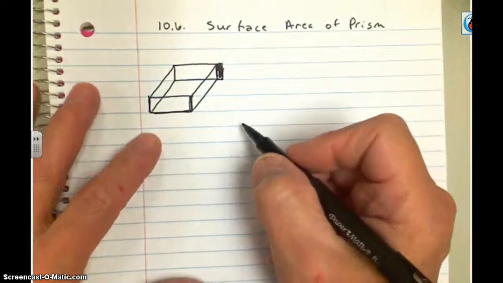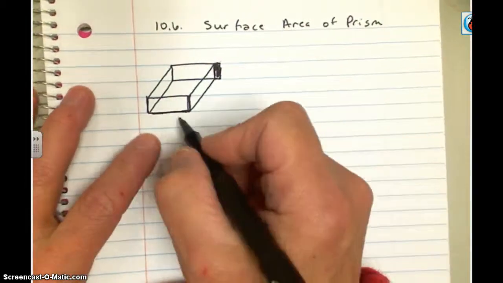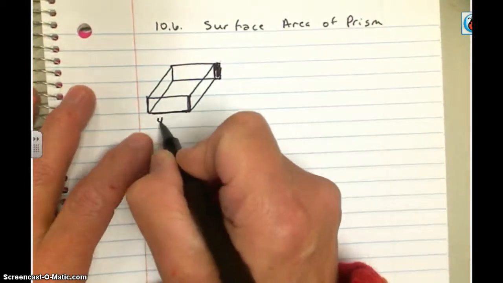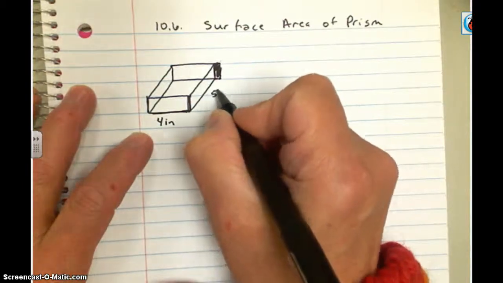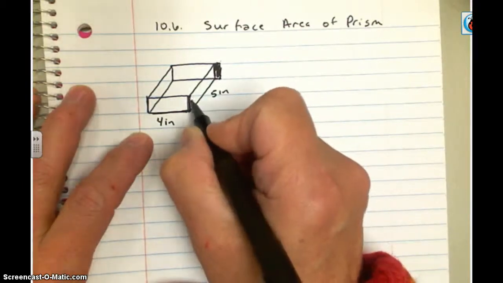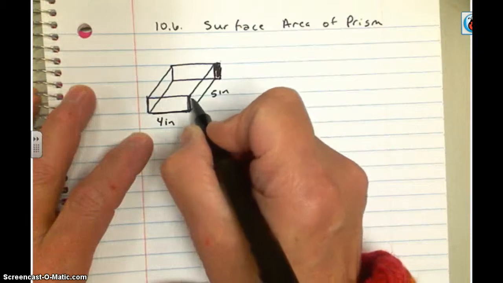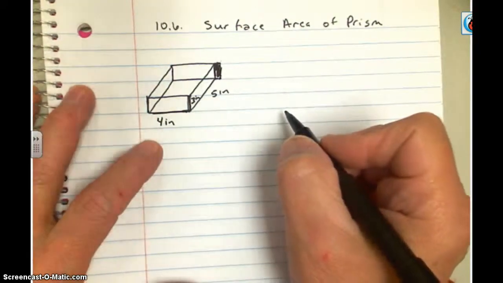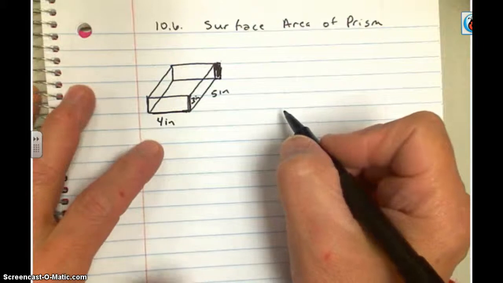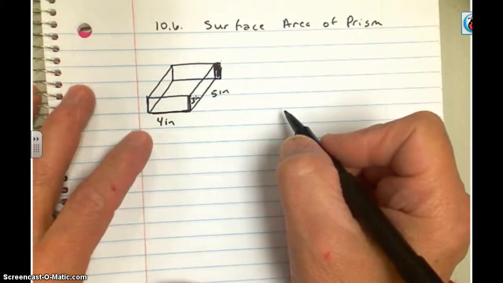And we're going to label this prism. We're going to say that the width is 4 inches, the length is 5 inches, and the height is 3 inches. So our rectangular prism is 4 inches by 3 inches by 5 inches.